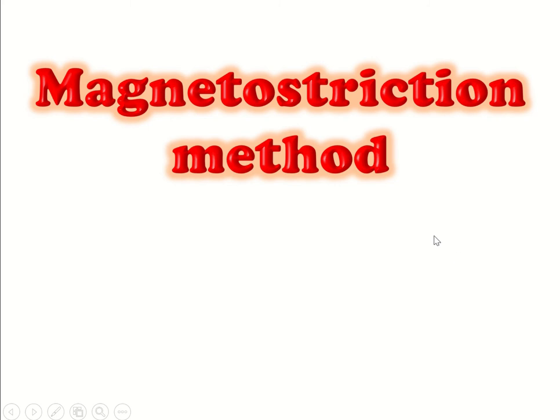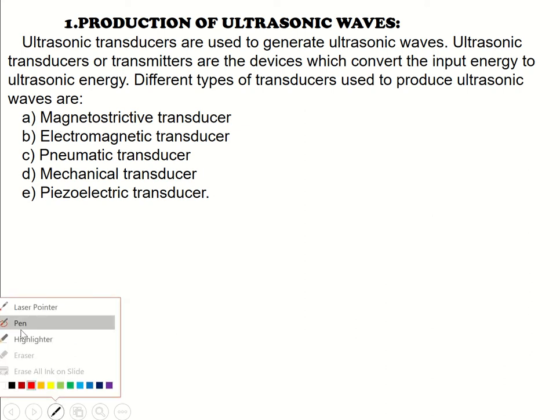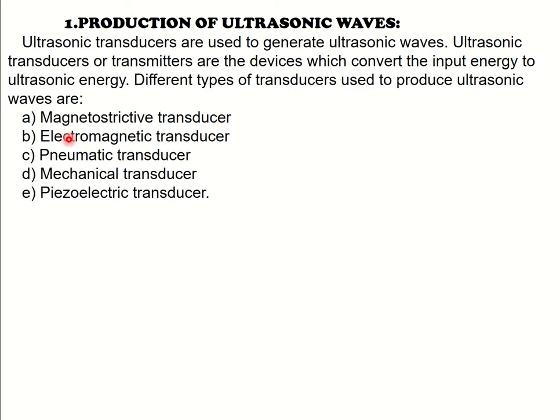Welcome friends. Today we are going to learn about the magnetostriction method for the generation of ultrasound. So first of all we will start with various methods which are available for the production of ultrasound. There are a total of 5 methods available for the generation of ultrasound. The first one is magnetostrictive transducer, electromagnetic transducer, pneumatic transducer, mechanical transducer, and piezoelectric transducer.